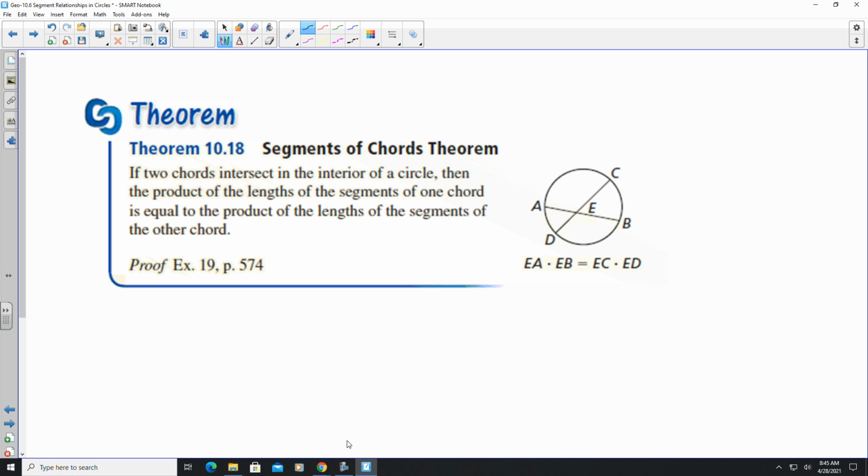So if you have two chords and they intersect on the inside, you can find the value of the intersected pieces by saying that EA times EB, so it's what those values are along those same line segments, is equal to the product of EC times ED. Again, that's on the same line segment.